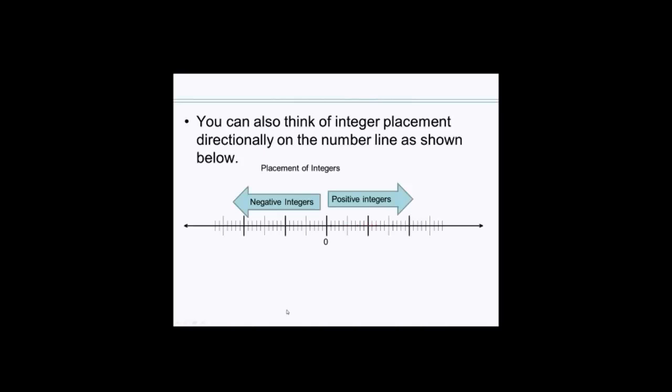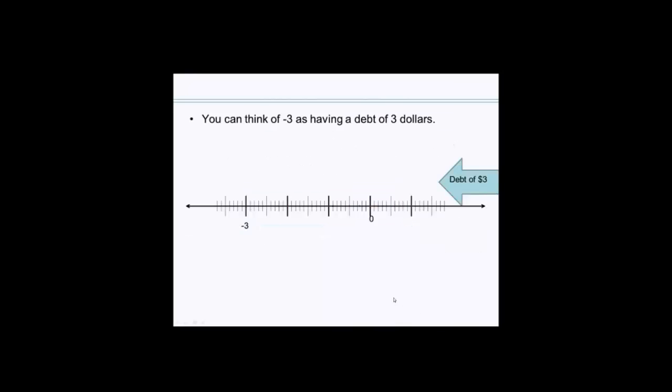You can also think of integer placements directionally in your head, even if you don't actually plot any numbers, as negative being to the left of 0, positive integers being to the right of 0. Sometimes people view negative as debt. That also helps visualizing where your numbers are, and it will help you in doing arithmetic problems later with signed numbers. So fractions, to visualize fractions, we're going to start first with visualizing them as part of a whole.